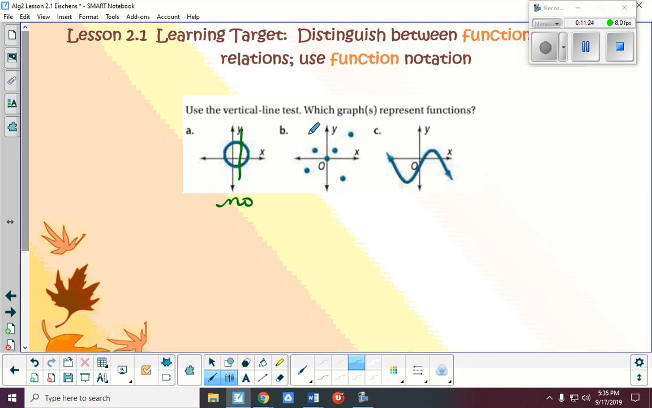If we draw vertical lines on this graph, if I can draw them straight, I'll try, every line only hits the graph once, so we would say yes. Here, if we draw some vertical lines, they only hit the graph one time. So again, this is a function.